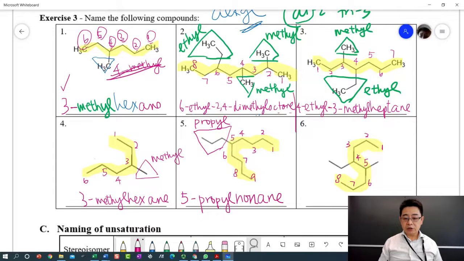So overall, the parent chain consists of 8 carbons. It is an alkane, ANE, OCT, so that's octane. And then the substituents: this is a methyl group, and this one is an ethyl group. If I adopt this numbering system, then in alphabetical order, 5 will be methyl, and 4 will be ethyl.